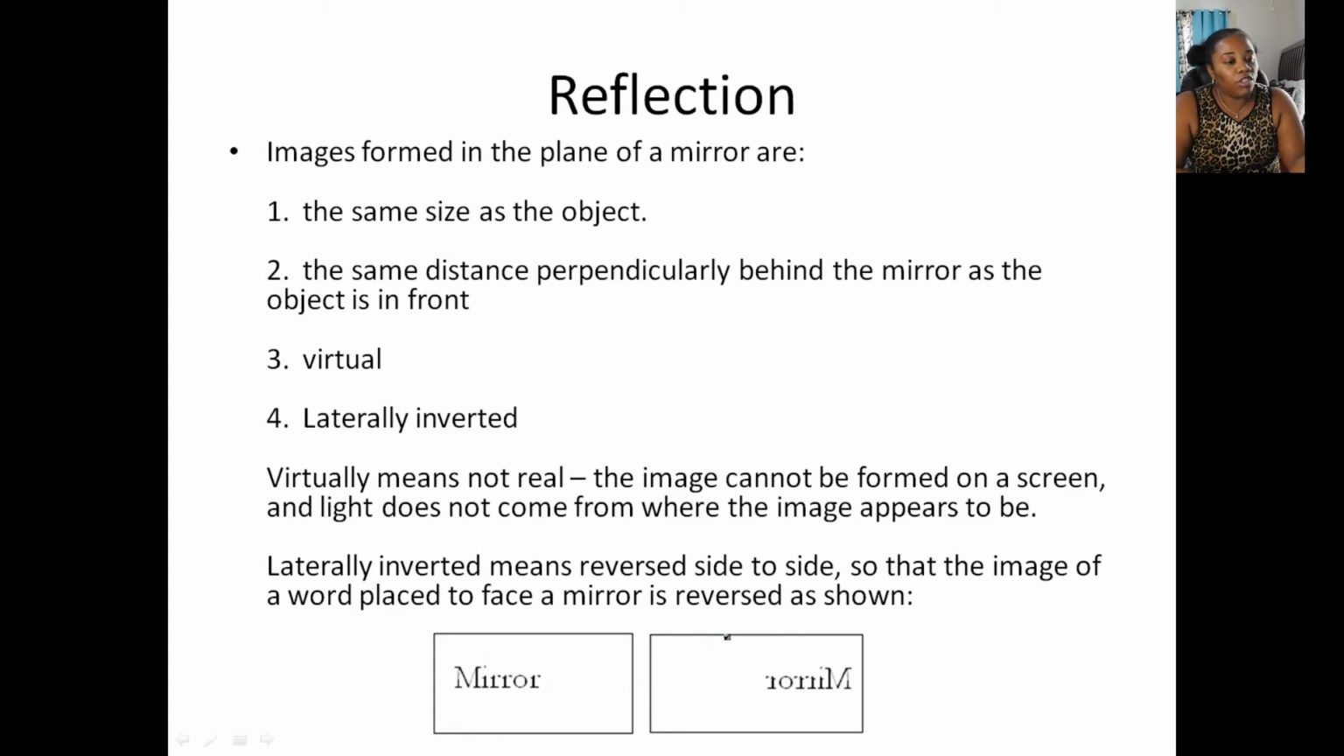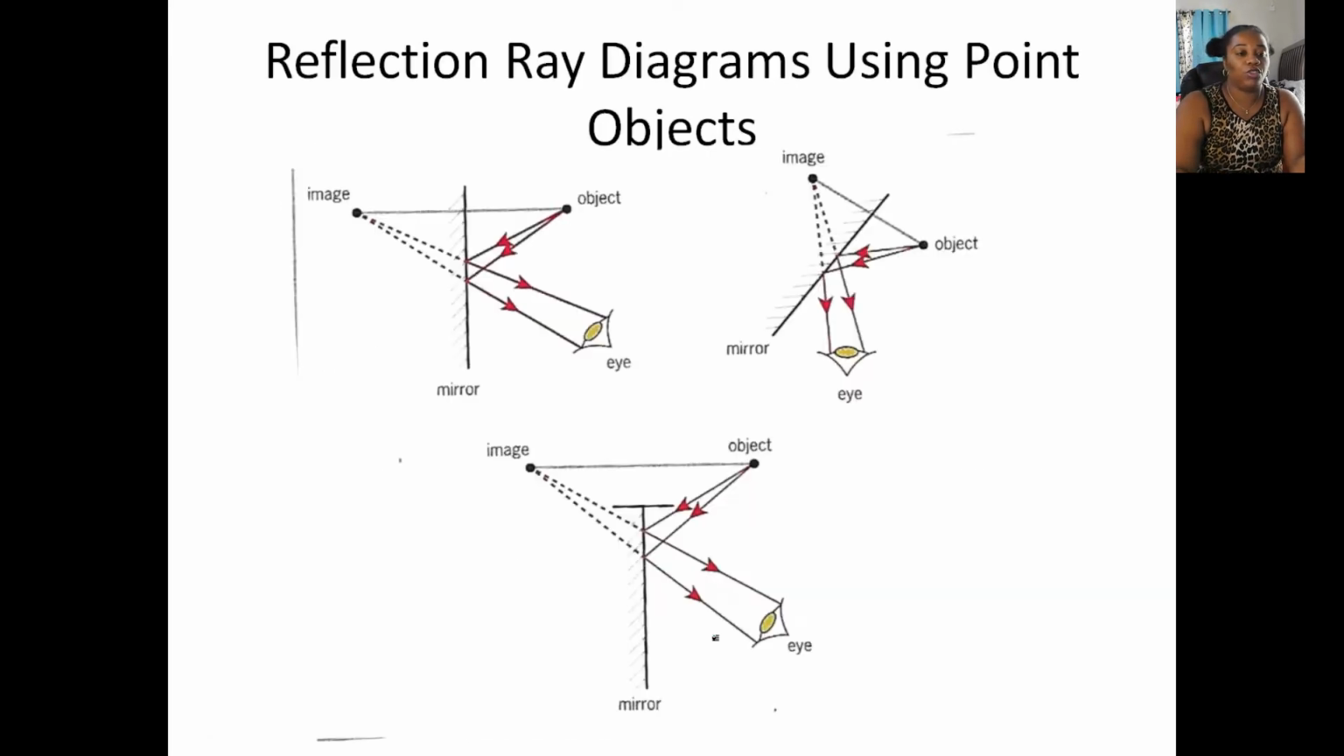So again, virtual means not real. The image cannot be formed on a screen, and light does not come from where the image appears to be. Laterally inverted means reversed side to side, so that the image of a word placed to face a mirror is reversed as shown. So, reflection ray diagrams using point objects.